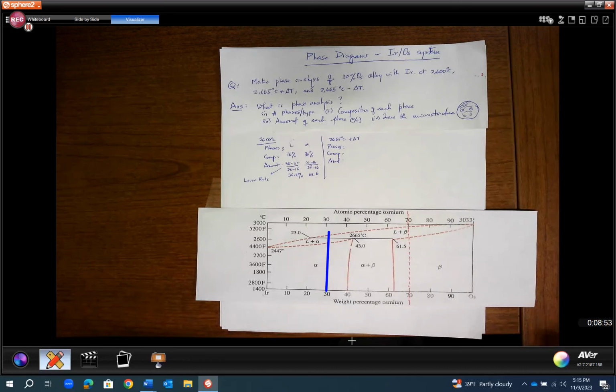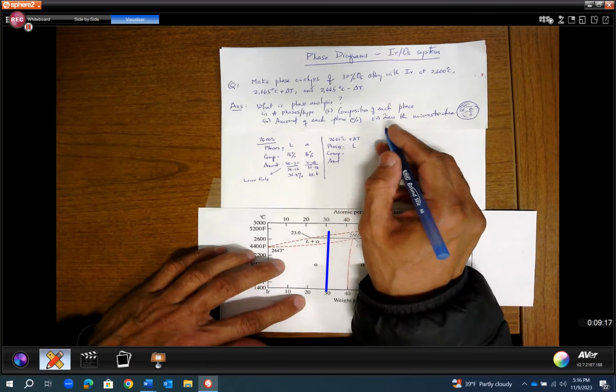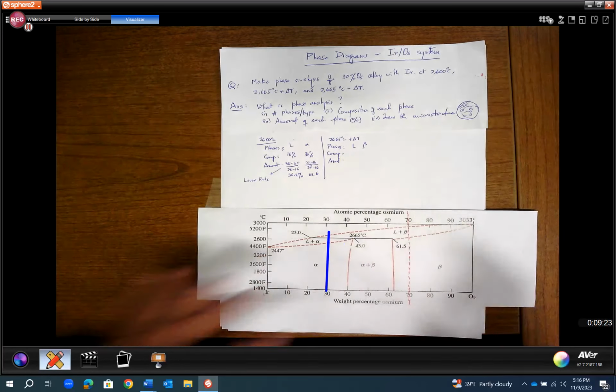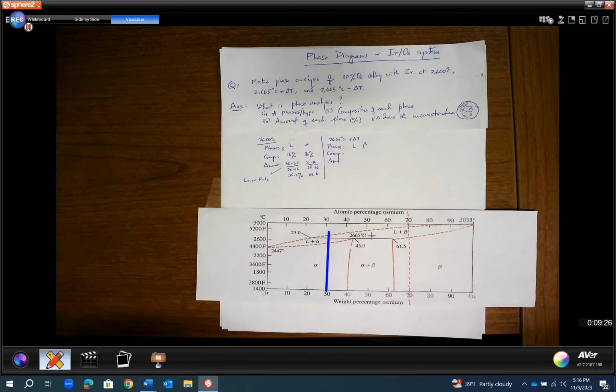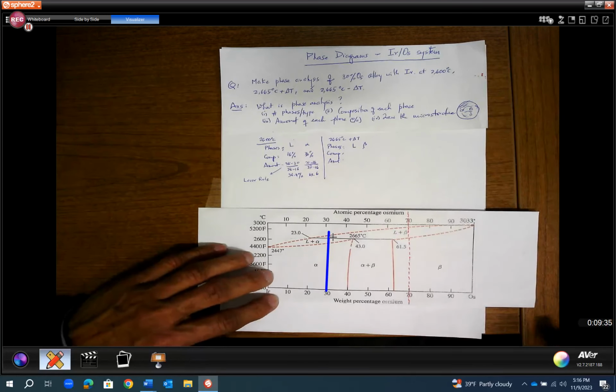So how many phases? Anybody? Can you think about it? What are the phases here? Liquid, and then what? Beta, right? You're here in this zone. Liquid plus beta. Okay? Liquid plus beta. Amount, thankfully it's already given.